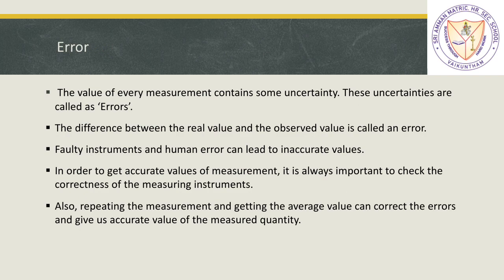So the sources of errors are nothing but the human eye. We say parallax, right? Some people, when we measure, see it from different directions. We don't sit at one place, looking straight at the scale or the measuring instrument. We will not be using it properly.